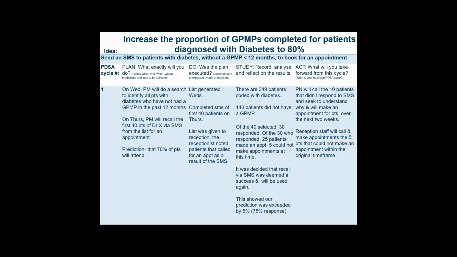So study. This is where you record, analyse and reflect on the results. As a result of this, there were 349 patients coded with diabetes, and 140 patients did not have a GPMP. Of the 40 selected, 30 responded. Of the 30 who responded, 25 patients made an appointment, as 5 couldn't make it at that time. So it was decided that recall via SMS was deemed a success and will be used again. This is shown as we exceeded our response target by 5% with a 75% response rate.